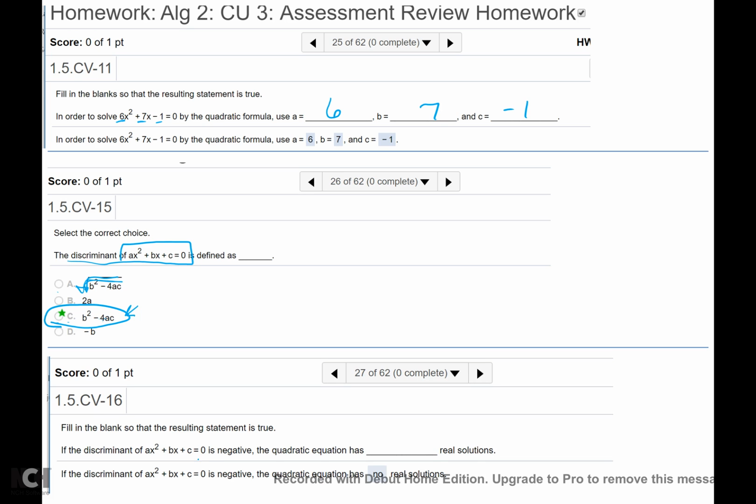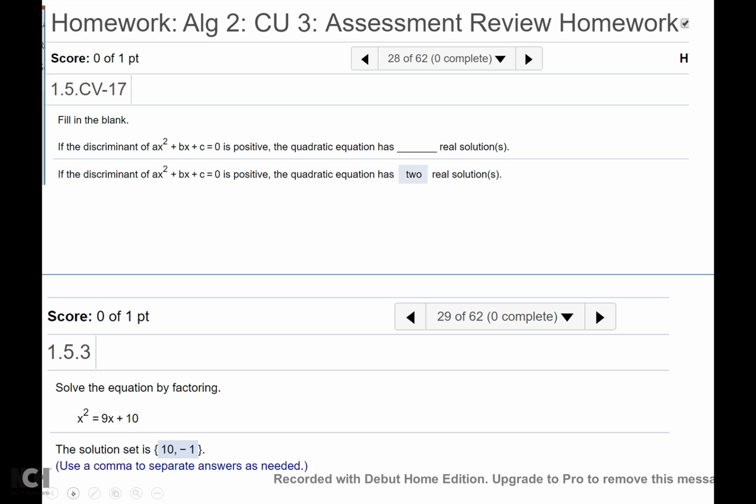If the discriminant is negative, then the quadratic has no real solutions. It means it has 2 imaginary solutions, which means the function will not cross the x-axis. If the discriminant is positive, then you're going to have 2 real solutions, meaning the parabola will cross the x-axis twice. And if it's exactly 0, then there's only 1 solution. The other option isn't on here, I'm not really sure why.